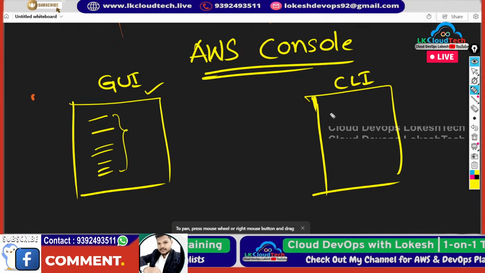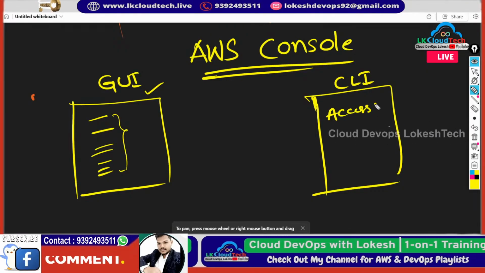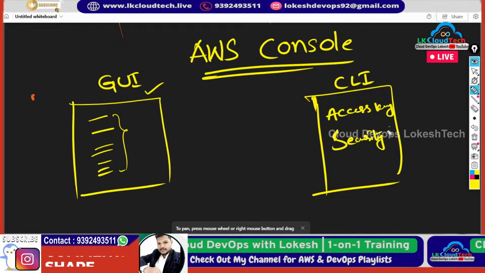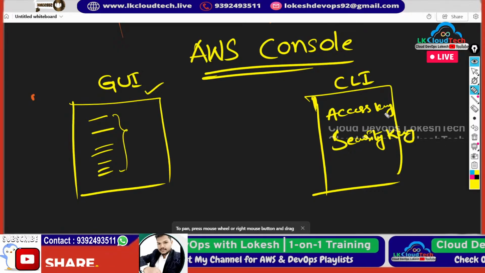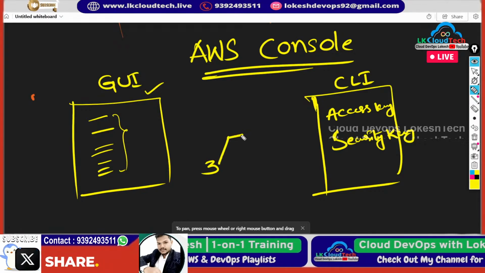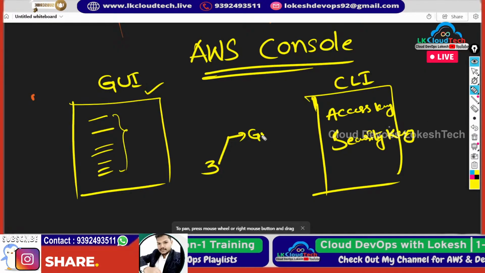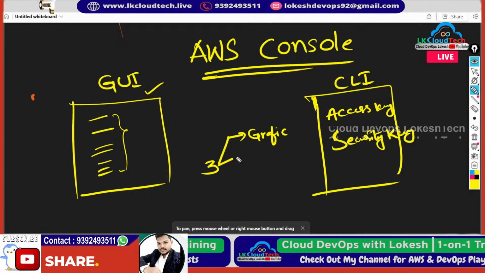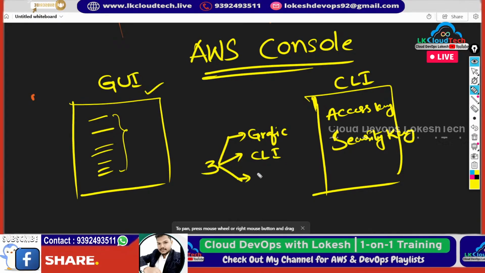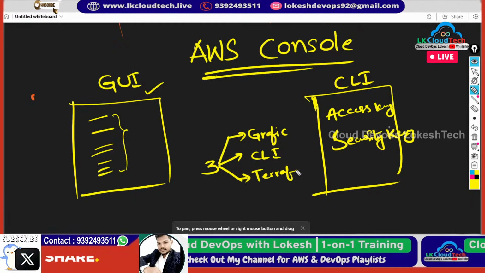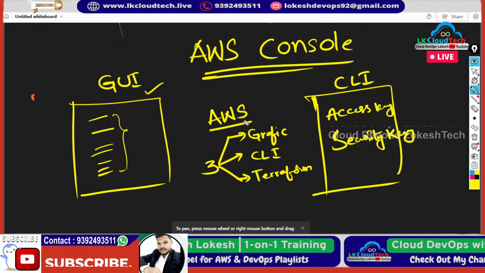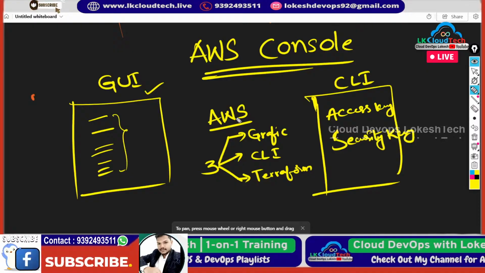First of all, you need to create an access key and a security key. You must first have an access key and security key. Three ways we can manage an AWS account. One is the graphical representation, the other one is CLI, and the third one is Terraform. We can manage the AWS account in three ways.